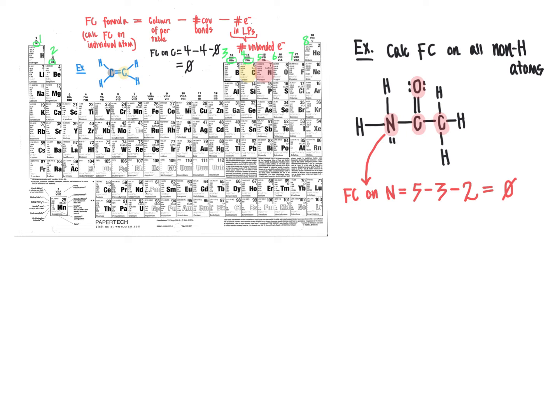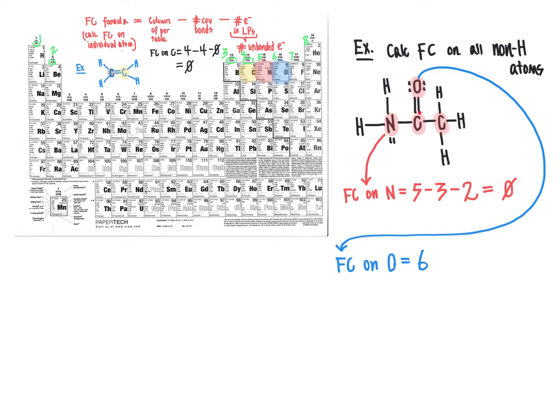So let's carry on to the next atom here. Let's go ahead and do our oxygen atom. Calculating the formal charge on the oxygen. Oxygen, we will find if we take a close look at our periodic table here, oxygen is highlighted in blue there in the 6th column of the periodic table right here. So I'm going to fill in the number 6 to represent the column of the periodic table in our equation for formal charge.